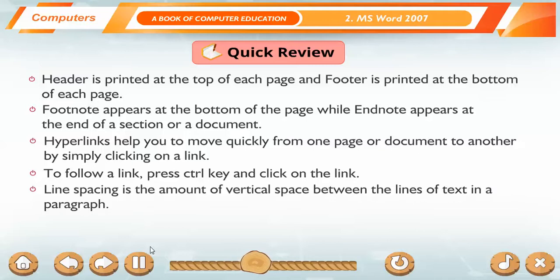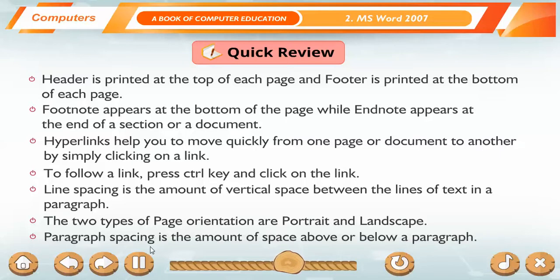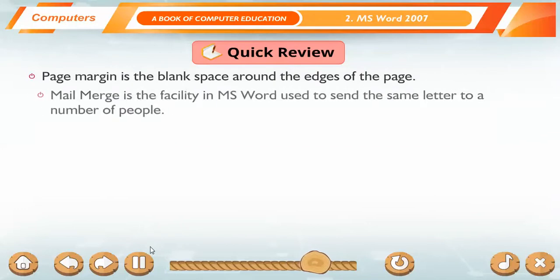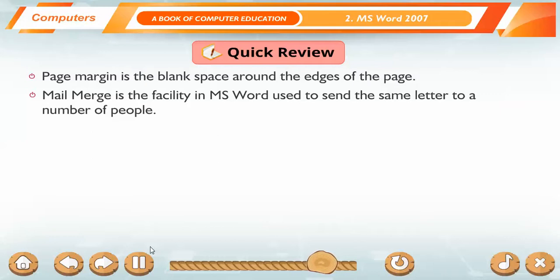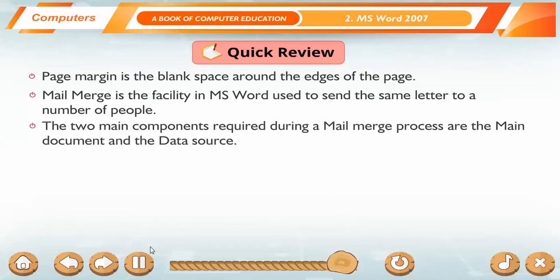Line spacing is the amount of vertical space between the lines of text in a paragraph. The 2 types of page orientation are portrait and landscape. Paragraph spacing is the amount of space above or below a paragraph. Page margin is the blank space around the edges of the page. Mail merge is the facility in MS Word used to send the same letter to a number of people. The two main components required during a mail merge process are the main document and the data source.